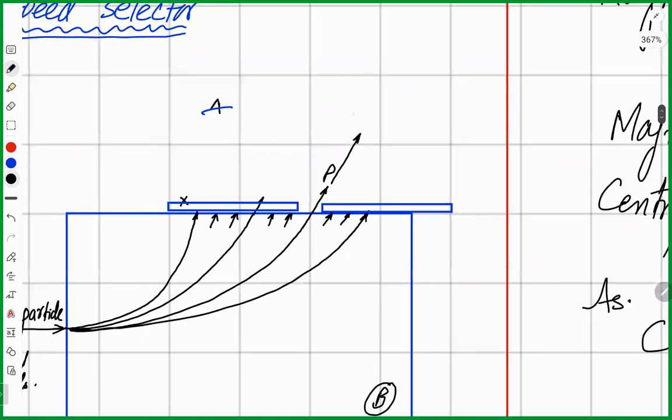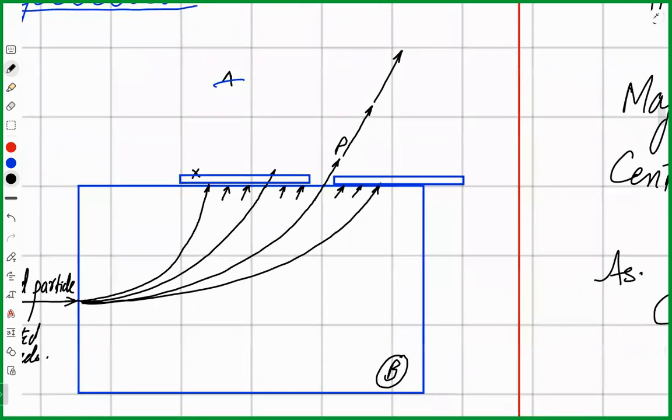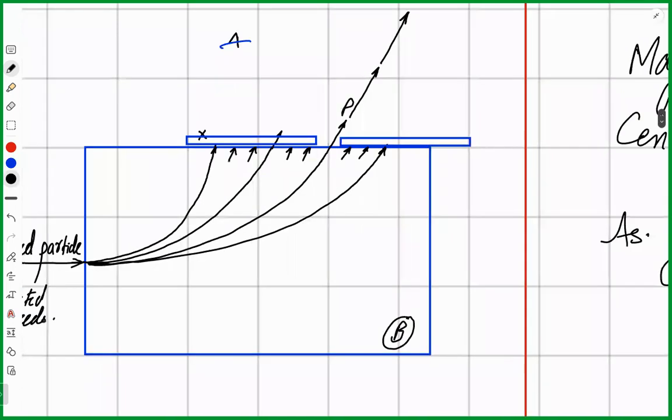So we can select particles with any speed. For example, we are doing an experiment, and in that experiment we need alpha particles or protons or electrons with a certain speed. What we can do is make them pass through a magnetic field, and using these kinds of gates, we can only let particles with a particular radius come out. With that particular radius, they come out with a particular speed as well.